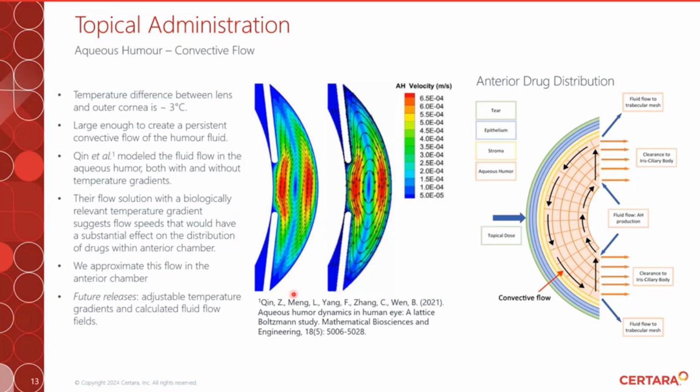There's one paper that we relied reasonably heavily on for some modeling, from this group and another group. They were able to show, very interestingly, that even with a really small temperature difference between the inside and the outside of the humor of 3 degrees, you get this fairly massive convective flow. It's fairly low as far as speeds we think of, but as far as the drug distribution is concerned, it has a pretty large effect on the distribution within the humor.